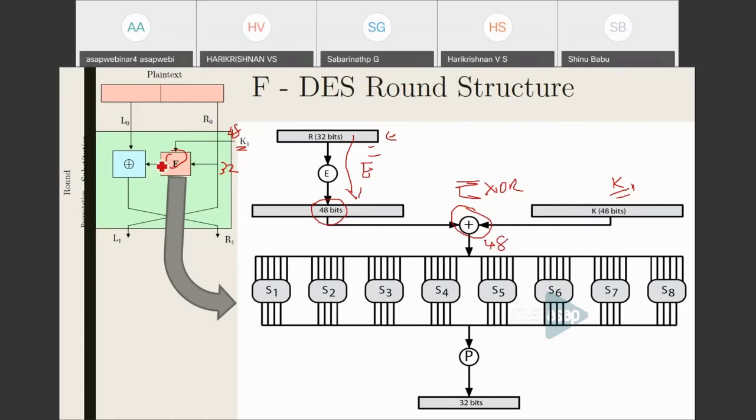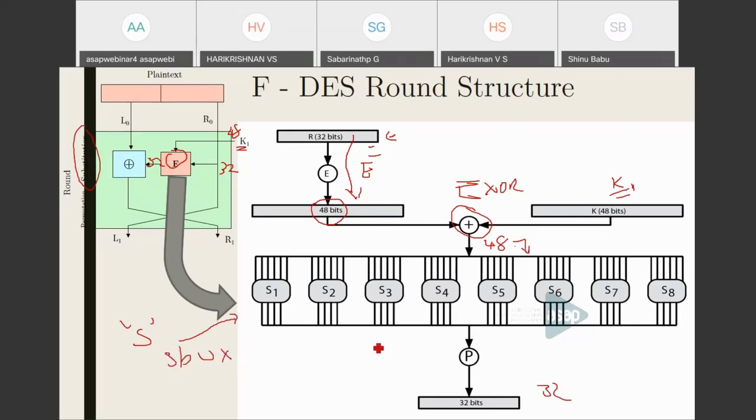Now that is what comes out of the XOR. Here we can't give 48 bits as output, because 32 bits of plain text is what came in, right? So you need 32 bits to come out, you can't have 48 bits going out. So this 48 bits has to be reduced somehow to give you 32 bits of output. To reduce 48 bits to 32 bits, we use something called substitution, and that substitution happens in a series of S boxes or substitution boxes.